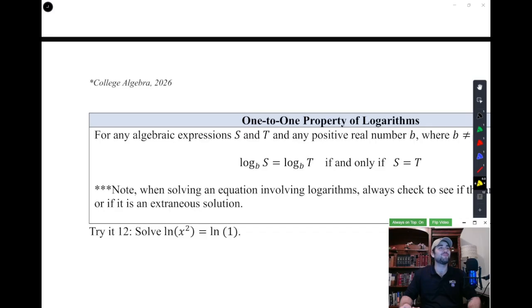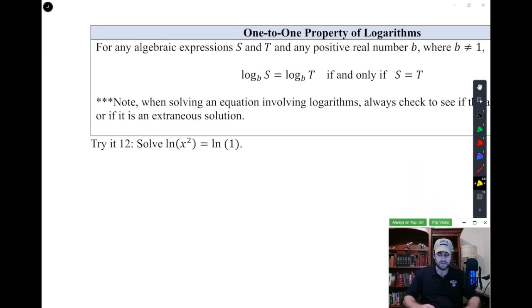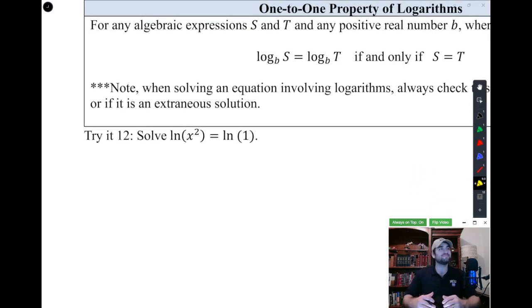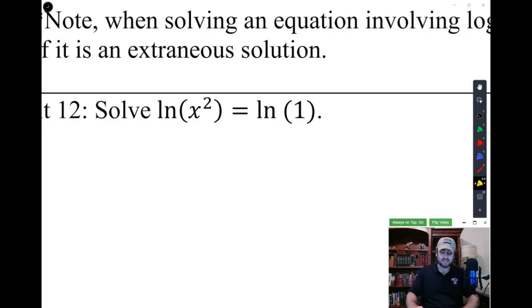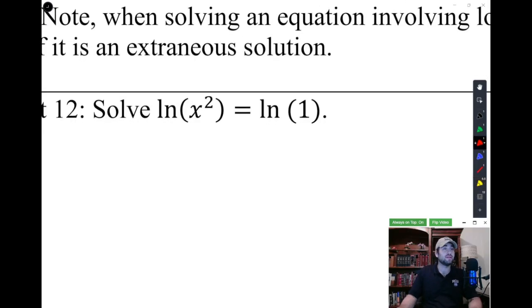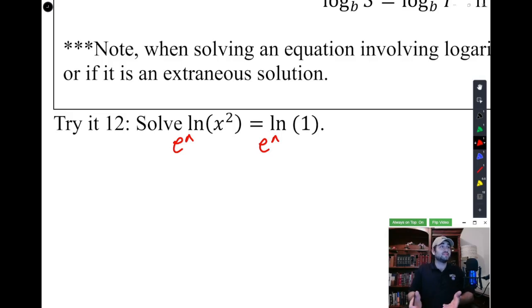Logarithms have the same one-to-one property that exponential functions did a while ago. And so yes, you can use the one-to-one property, but now that you have this skill of exponential functions, I would probably just use that skill to get rid of these logarithms. And I would say raise both sides by a factor of e. And so now you've canceled out both natural logarithms, and you're left with x squared equals 1.